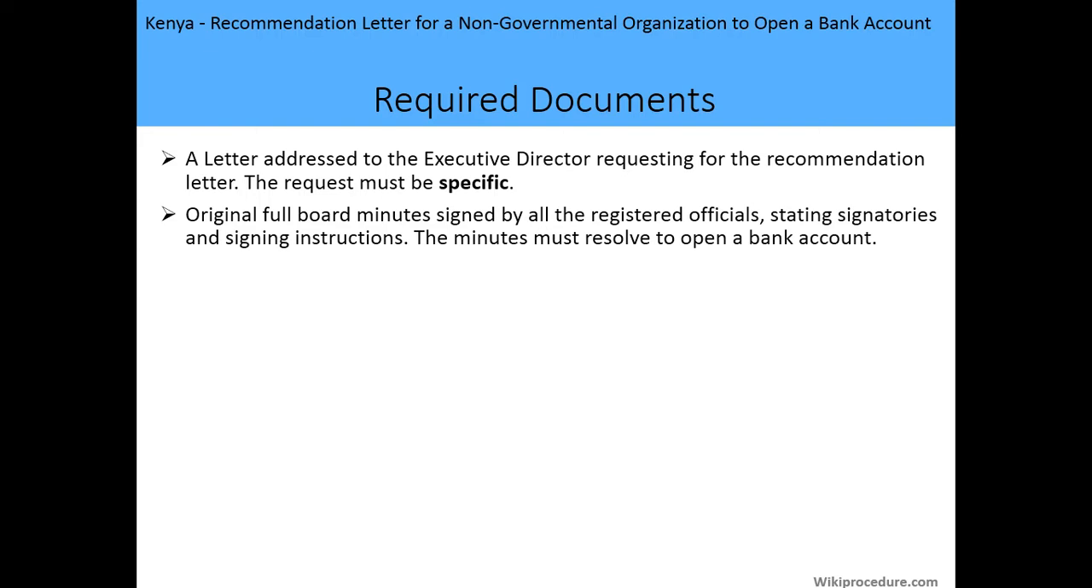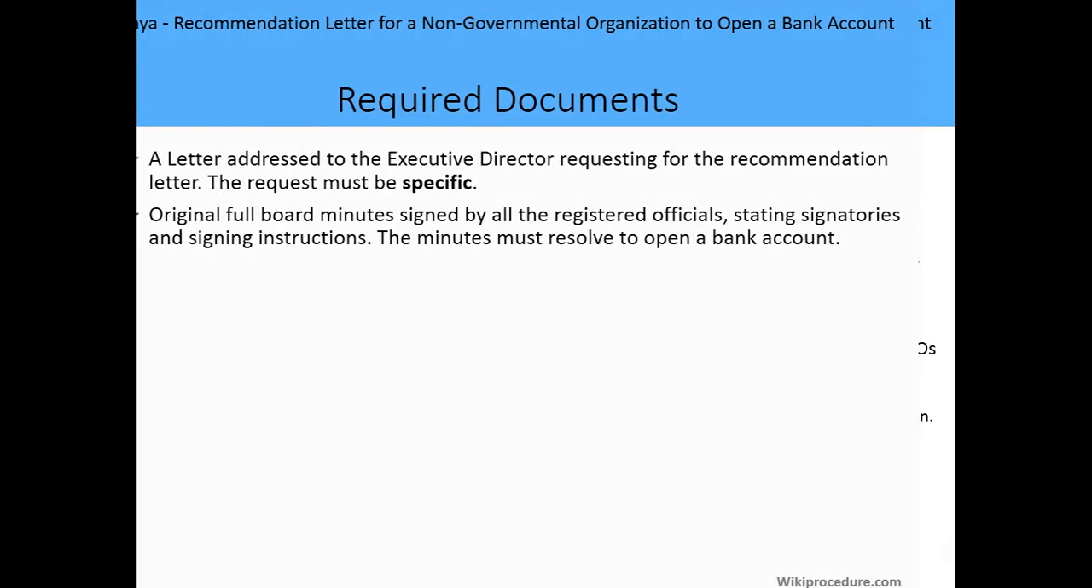You also need original full board minutes signed by all registered officials stating signatories and signing instructions, and the minutes must also resolve to open a bank account.